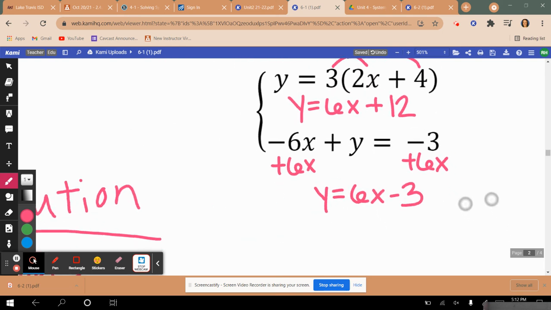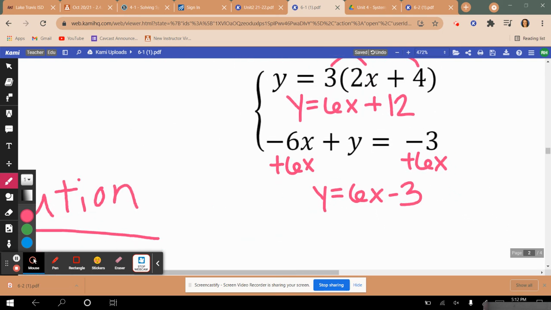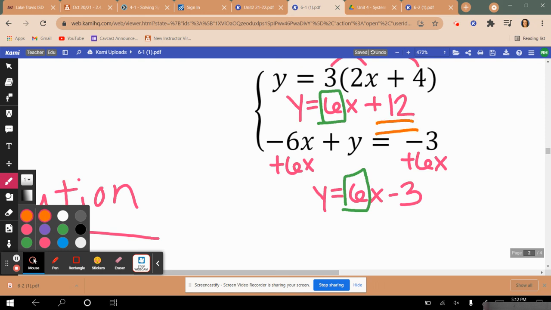All right. So we're trying to see how many solutions we have. So the first thing we look at is our slope. Our slope in our first one is 6. Our slope in our second one is 6. They have the same slope. Let's double check their y-intercepts. Our y-intercept on our first one is 12. And our y-intercept on our second one is -3.